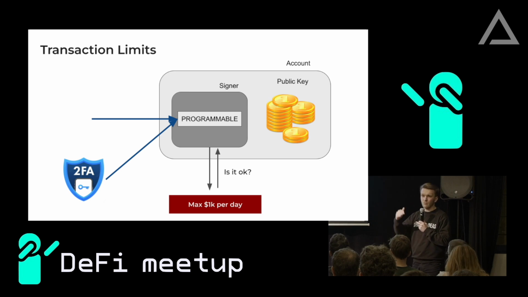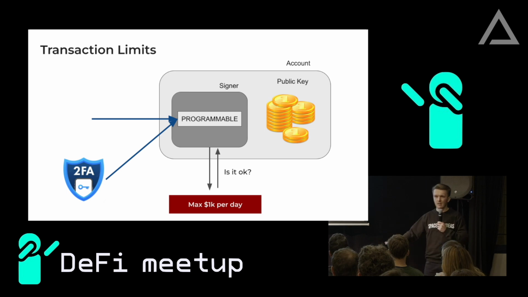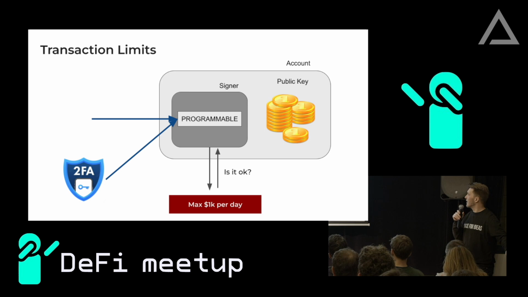I'm actually willing to make more than 1,000, which is my limit. This could be my child's phone. I can impose limits on my kids and give them daily limits or something like that. So this is going to be natively enabled by account abstraction in the account contract.